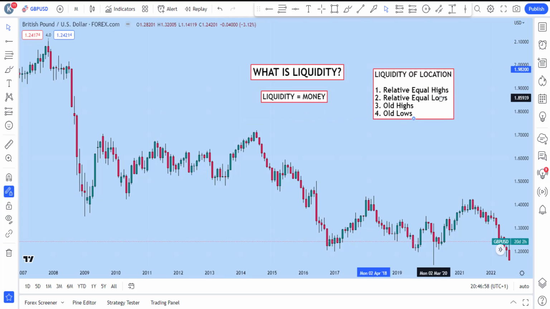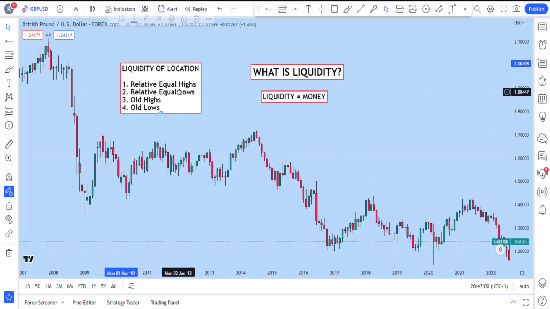Where can we find liquidity on our chart? We can find liquidity in these locations: where you see relative equal highs in the form of buy side liquidity, where you see relative equal lows in the form of sell side liquidity, or around old highs and old lows. I'm going to show you that shortly on our chart, but let's start by taking this example.